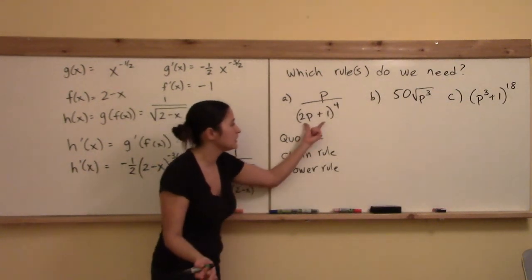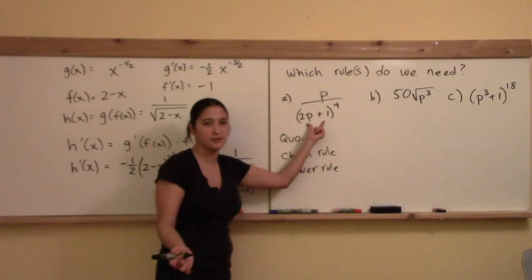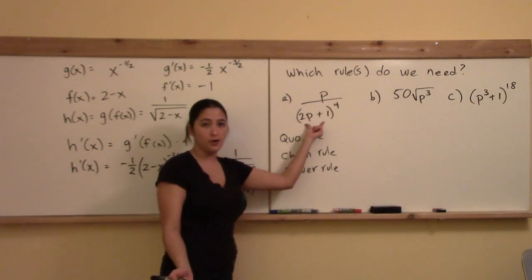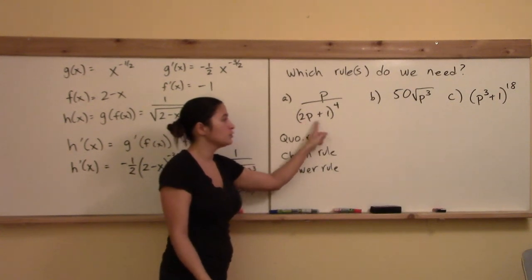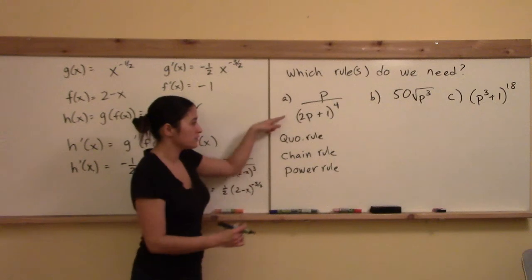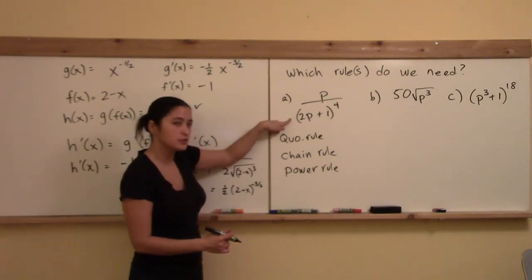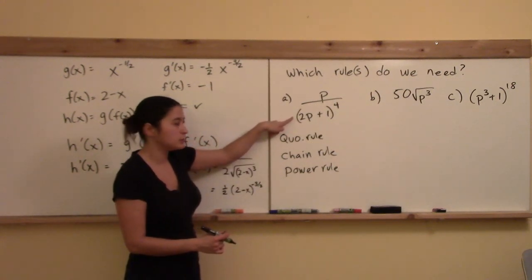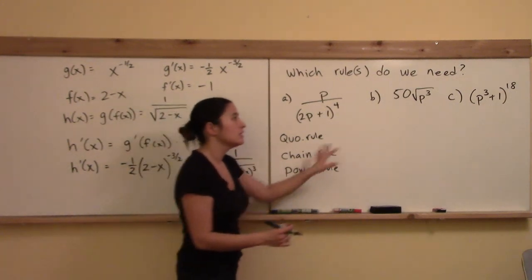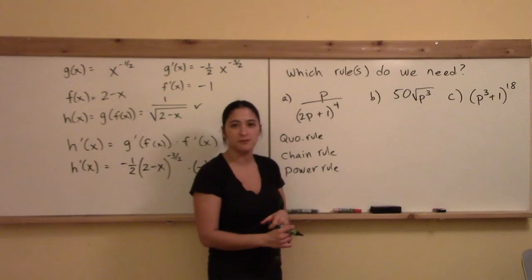The reason is because it's not just p to the fourth down here. It's a quantity, another composition of functions where I've composed the inner function 2p plus 1 to the fourth power. Okay, so this is the part that's a composition of functions, and we're going to have to apply the chain rule right to this denominator. Alright, that one's going to take a lot of work. How about b? Which rules do we need for b?